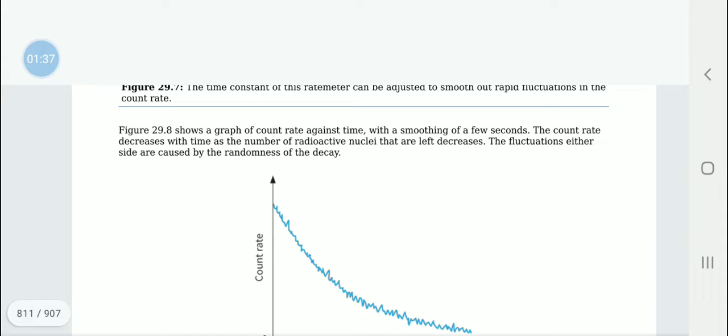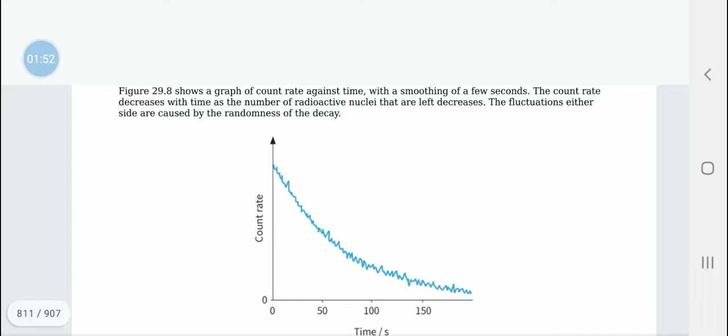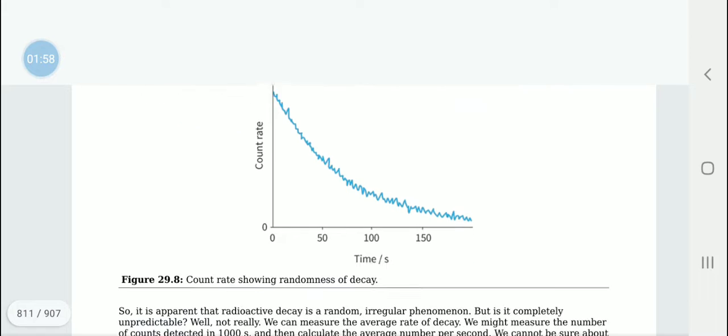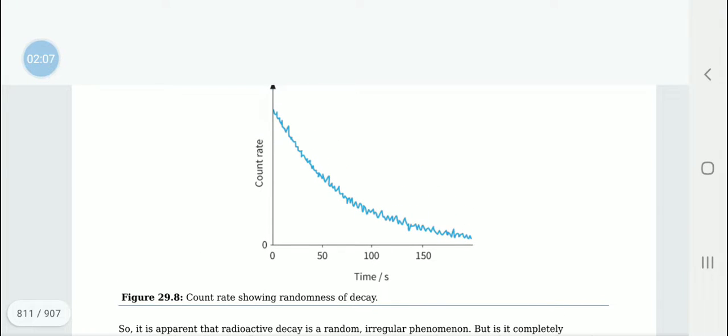The reason why the count rate decreases with time is because the number of radioactive nuclei that are left would decrease. The fluctuations that are there, the curve not being smooth, are because of the randomness of the decay. Because it is random, it shows these fluctuations. The rate decreases because the number of radioactive nuclei is going to drop. So that is the reason why you will get a shape like this.